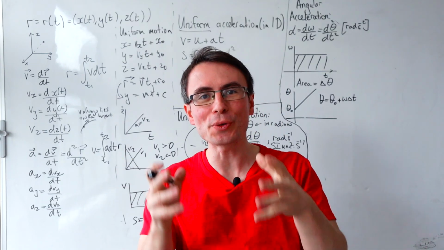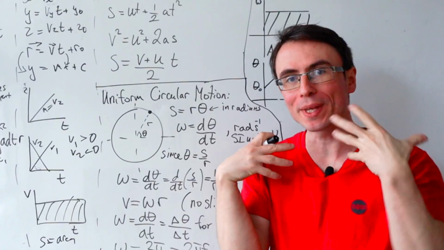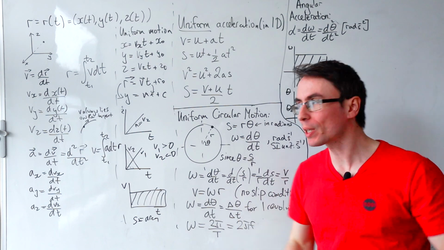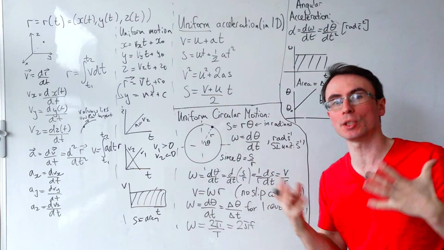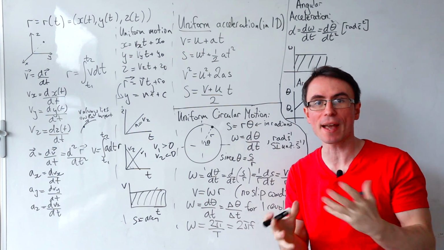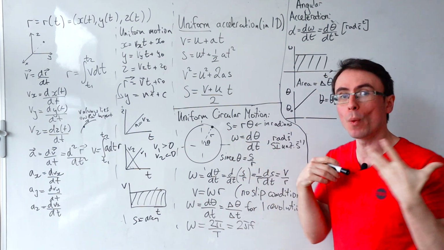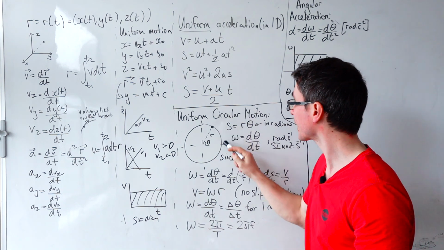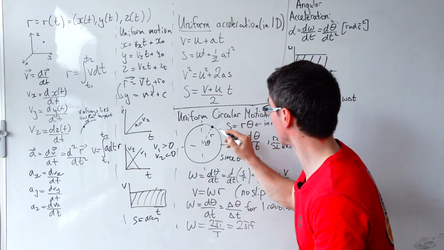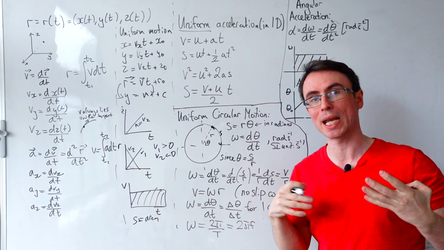Now let's move to circular motion. First we'll consider just uniform circular motion with the no slip condition. Here is a circle, and the basic equation, the definition of the angle, is that s is equal to r theta, where s is just an arc length along this circle from here to here. The angle is theta and the radius is r.